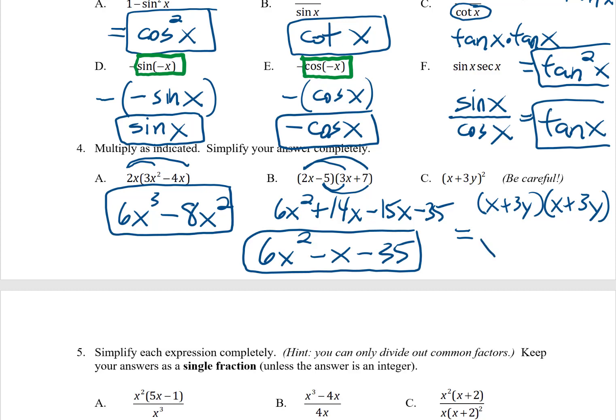I've got x times x is x squared. The outer is going to be 3xy, but the inner is going to be another 3xy, so that'll make 6xy in all. And the last appears to be 9y squared. None of these are like terms, and so I'm all finished. Soon we'll be doing this kind of algebra with trig expressions.